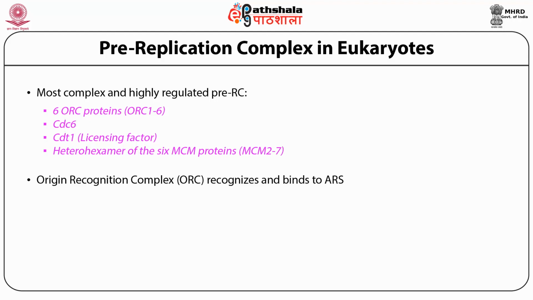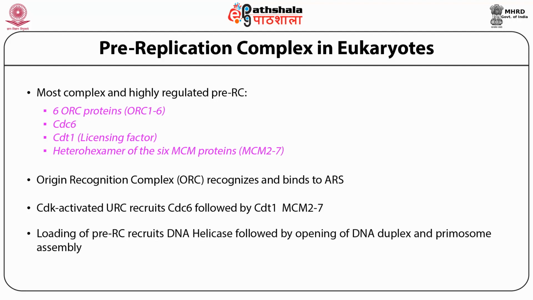However, this protein is present in cytoplasm and cannot access the genome until and unless the nuclear envelope is disintegrated. So this in a way acts as a control switch to decide the replication point of DNA in eukaryotes. The CDK activated ORC recruits CDC6 followed by CDT1 and MCM2. The loading of pre-replication complex recruits the DNA helicase, which then triggers opening up of DNA duplex and primosome assembly.